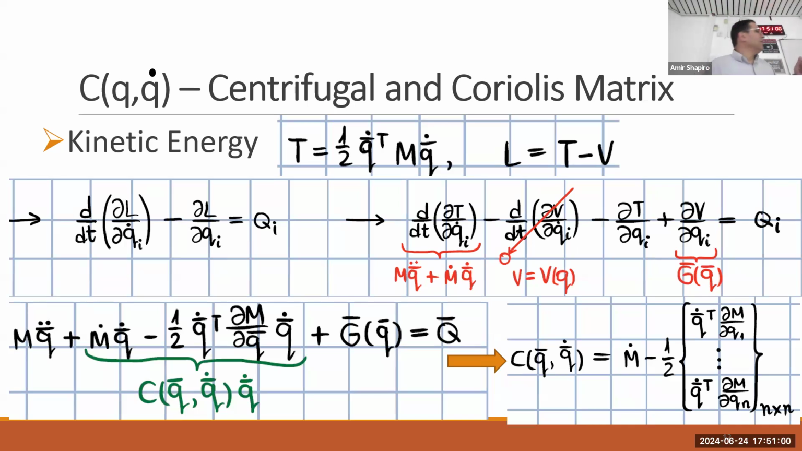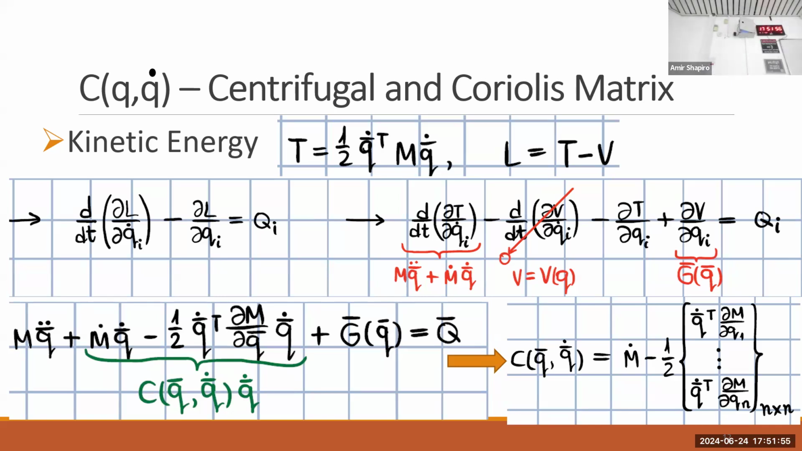When I multiply this three-dimensional matrix, like a three-dimensional tensor, by Q dot transpose, I get a matrix. And this is the matrix times Q dot. So I have this matrix times Q dot, and I have this matrix here, Q dot transpose dm dq, which is another matrix. All of this together is C times Q dot. I have Q dot here from the right and Q dot here. So this is actually the term for C, for the Coriolis and centrifugal forces. Okay? You understand?